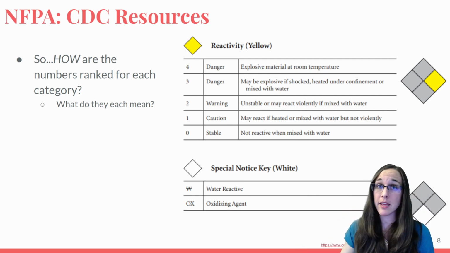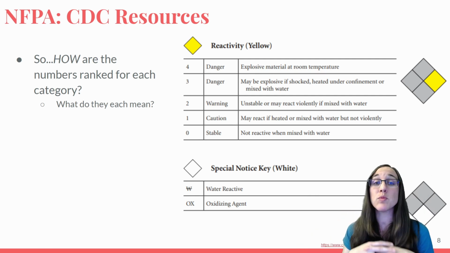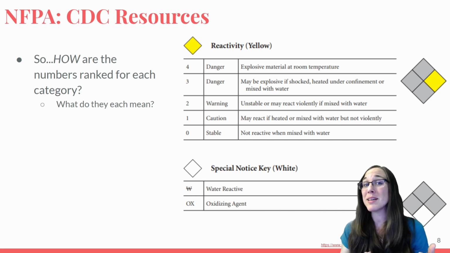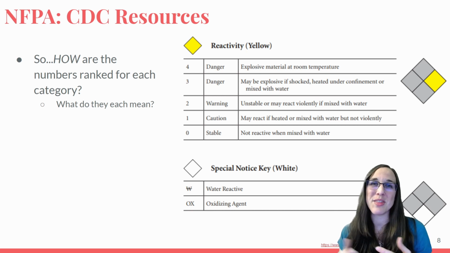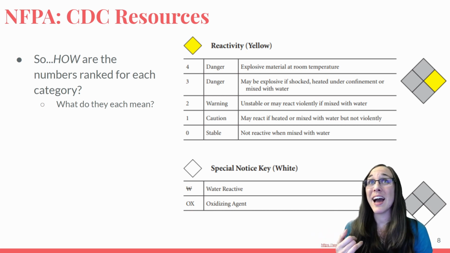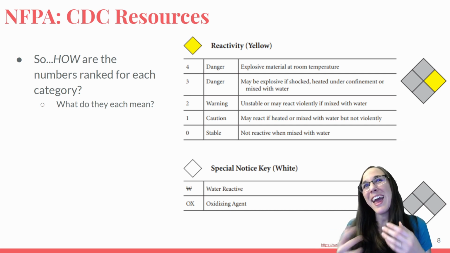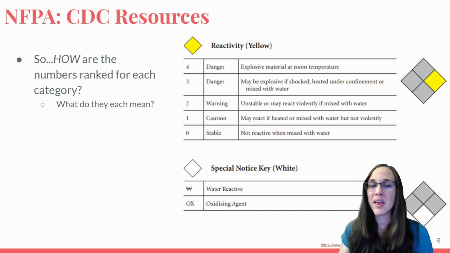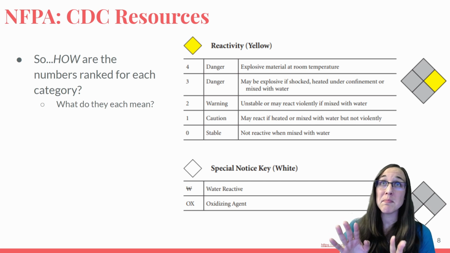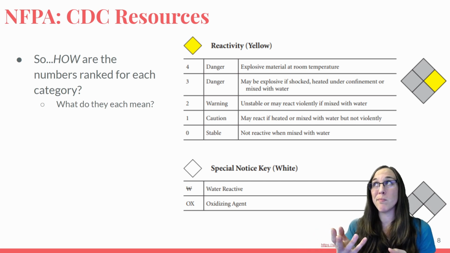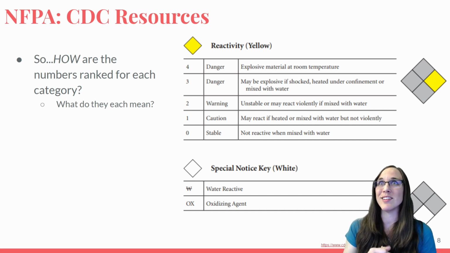A 2 in the yellow section for reactivity just means warning. That means it's unstable. It may react violently if you were to mix it with water, for example. So just one step down from number 3. 3 could be under confinement or shocked or heated or in water. 2 is, it might react if you mix it with water. 1, caution, beware. It may react if you heat it up a little bit or if you mix with water, but not violently. So it's not going to cause any undue harm, but it might make you jump.